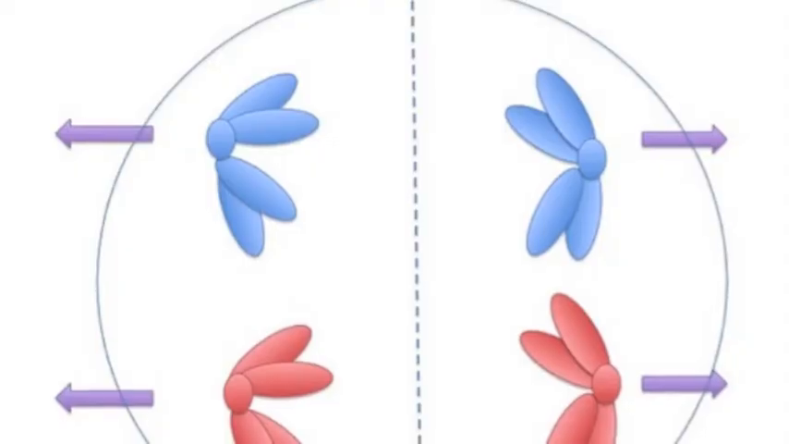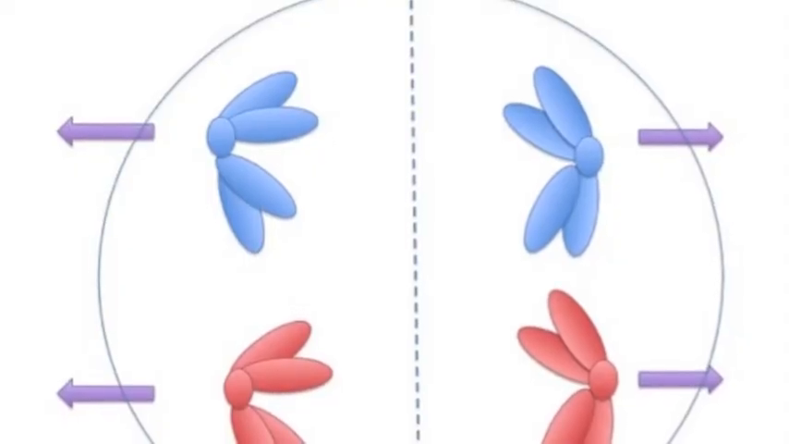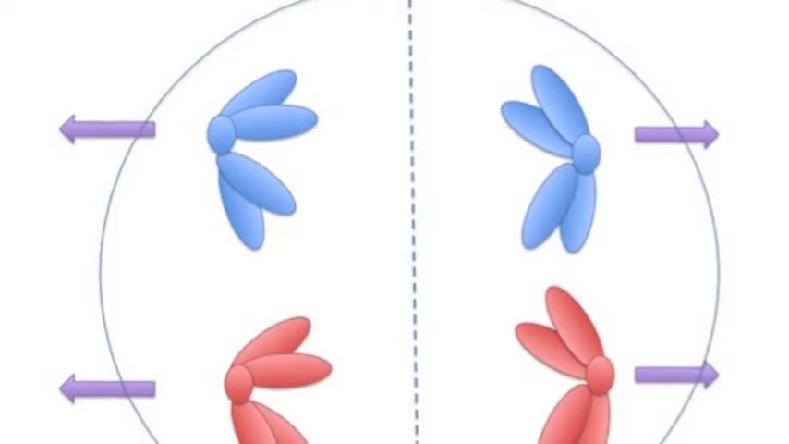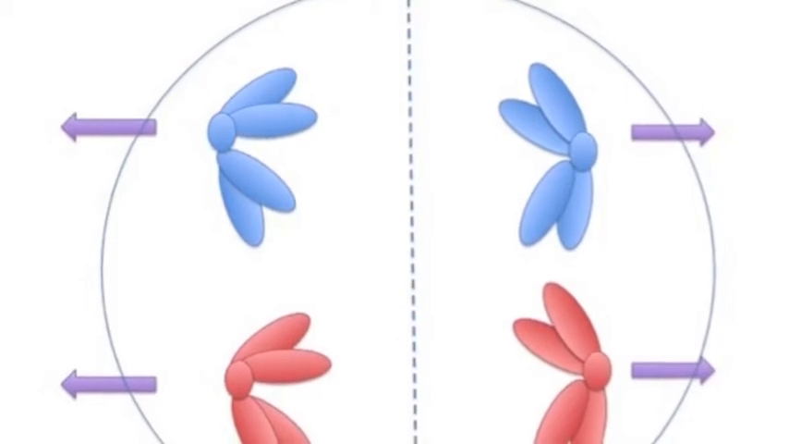Like a relationship gone bad, in anaphase 1, chromatids separate, allowing the chromosomes to move. Chromosomes still contain sister chromatids. The chromosomes move to opposite sides of the cell while being guided by the spindles.